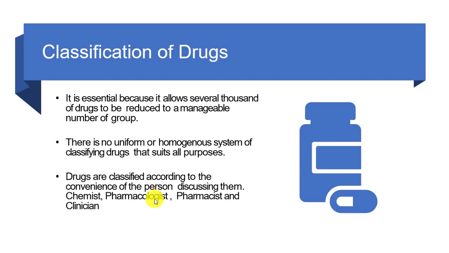If I move to the next slide, I'm going to talk a little bit about the classification of drugs. There is no single essential way to classify drugs, and drug classification basically depends on the person or the convenience of a person.